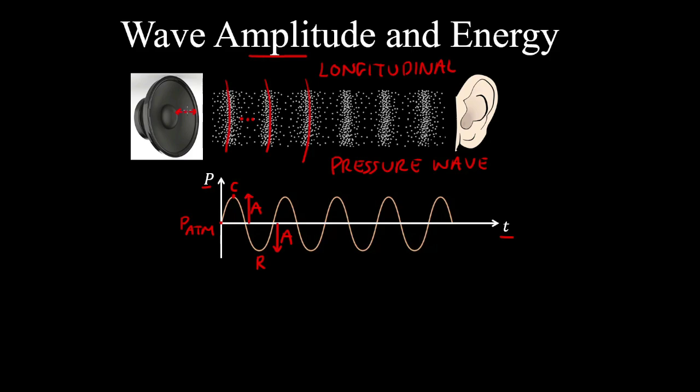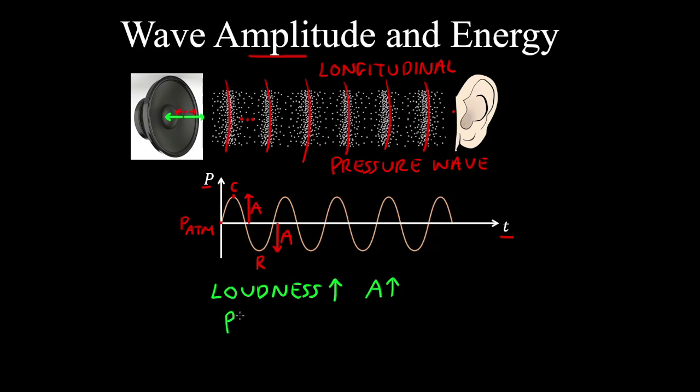So if the diaphragm of this speaker oscillates with a higher amplitude, then an increasing amplitude increases the loudness of the sound, which is heard at another point in the medium. So loudness increases with an increase in amplitude.